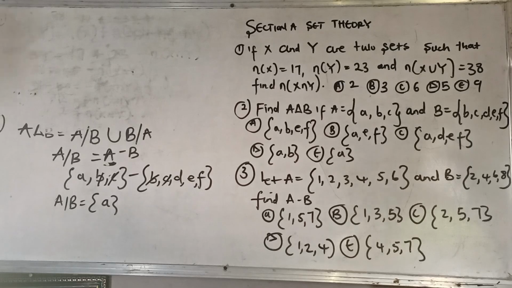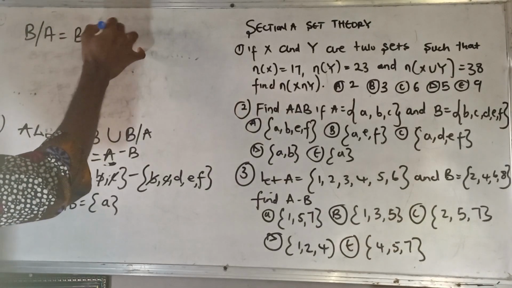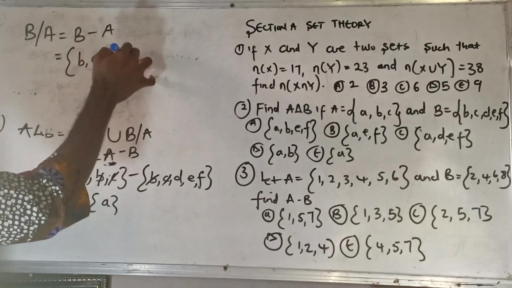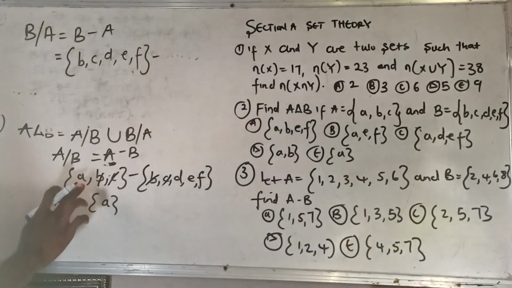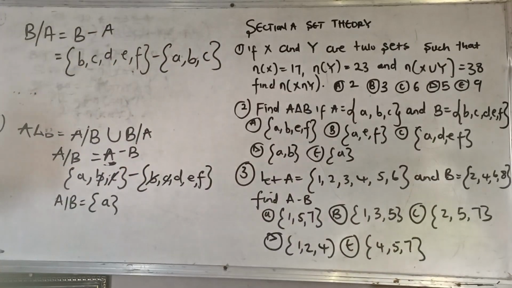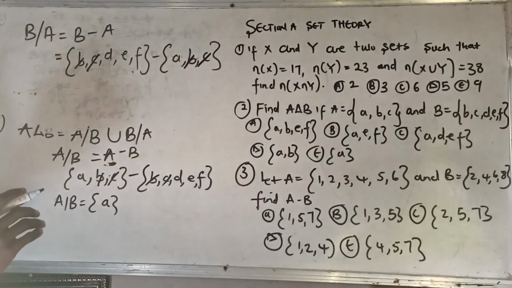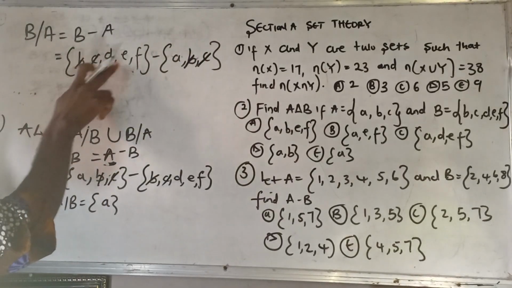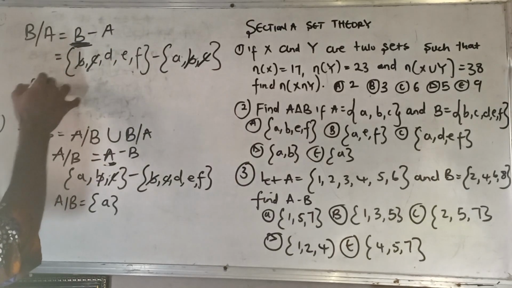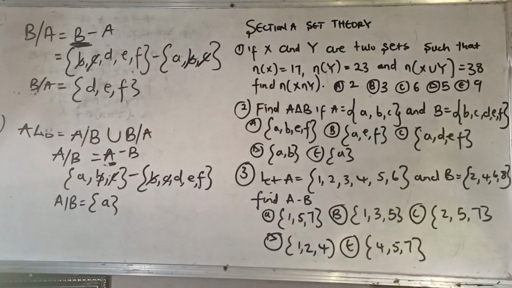Now, let's move to B minus A. B divided by A is just like saying B minus A. So my B is what? My B is B, C, D, E, F minus A. My A was what? A, B, C. So let's cancel. B and B go, C and C cancel. So now we are considering the elements D, E, F because of B. Have you seen? So B divided by A is equal to D, E, F, the elements remaining.